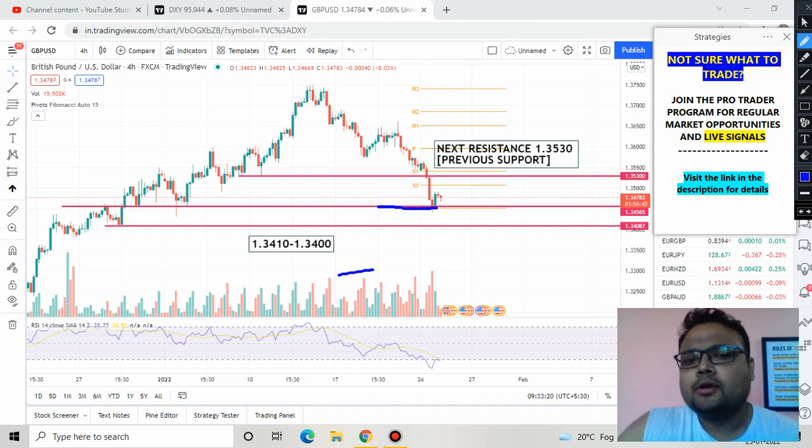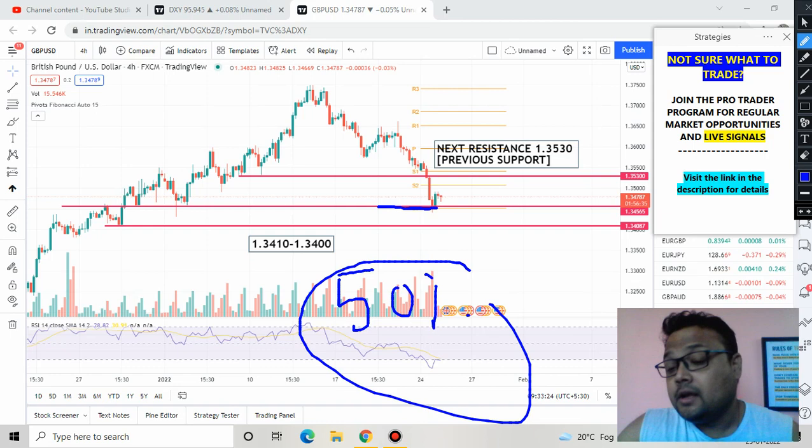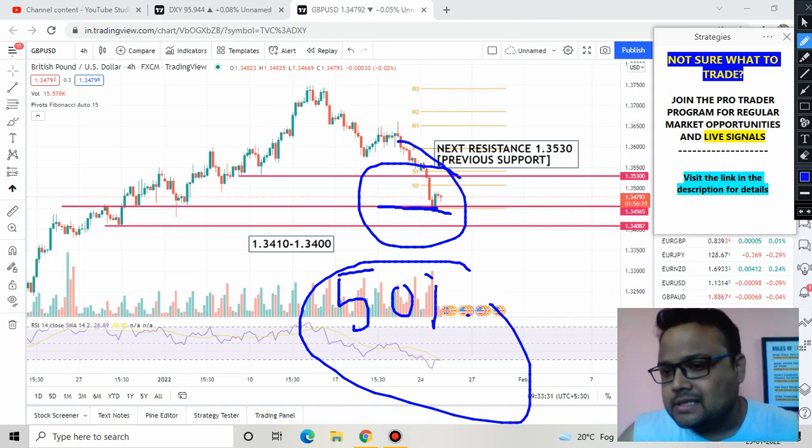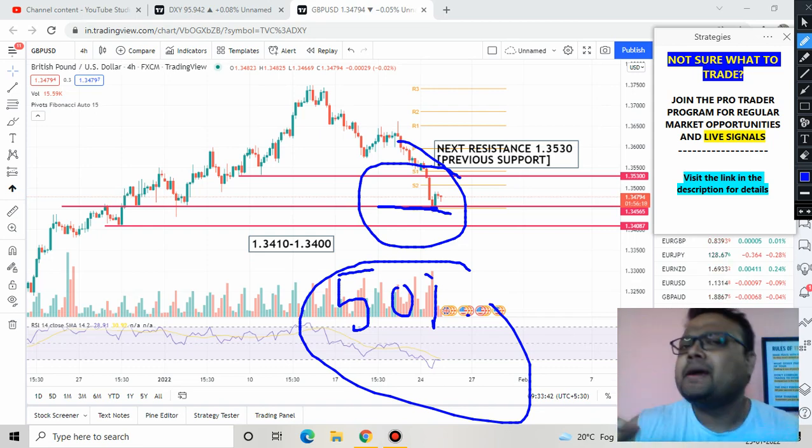This is also the Fibonacci 50% retracement level. So yes, the market did bounce from here, but if we look at the present scenario, we can see that there is not much buying power right now. Try to understand the market psychology here. The market respected the Fibonacci 50% retracement level, but the selling pressure was so eminent that the market is still struggling to go up.